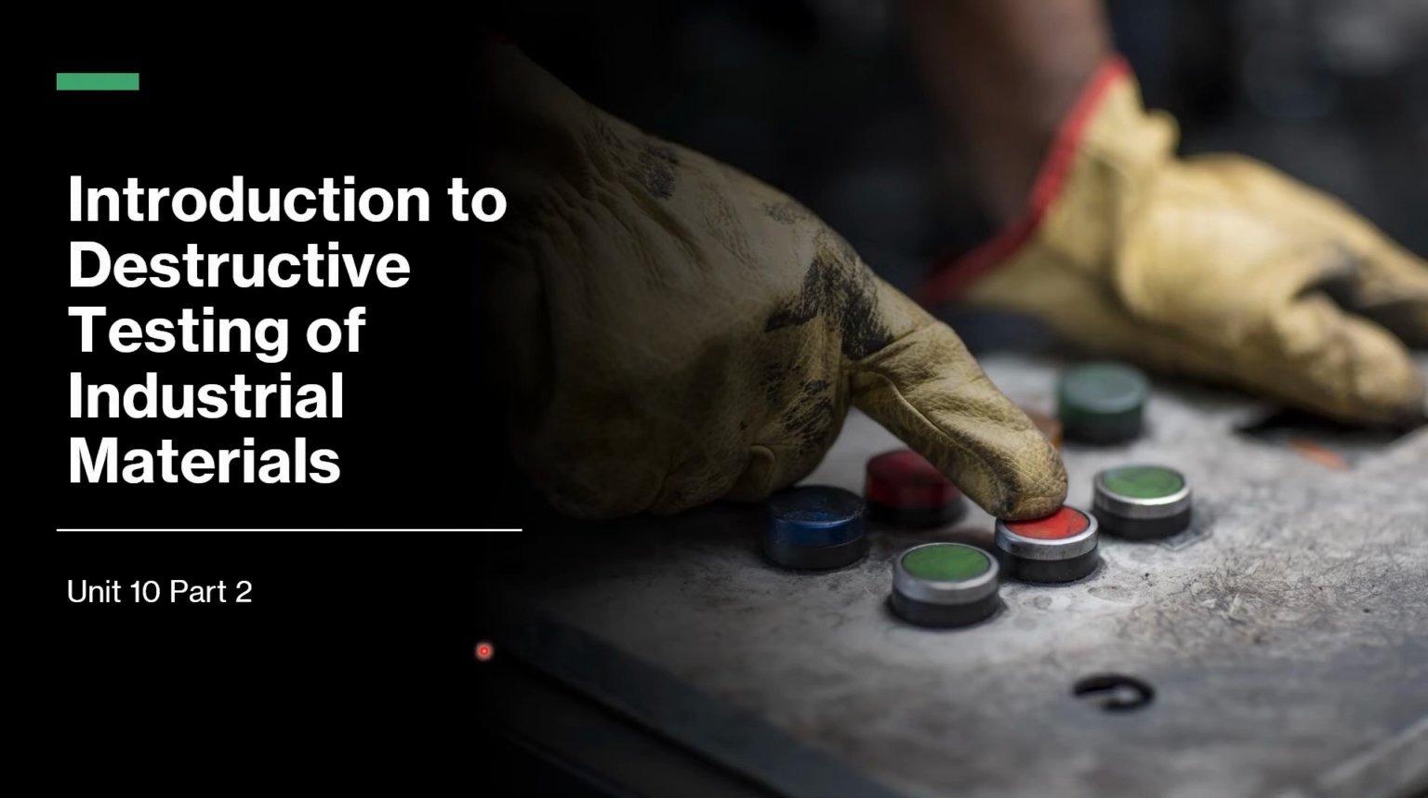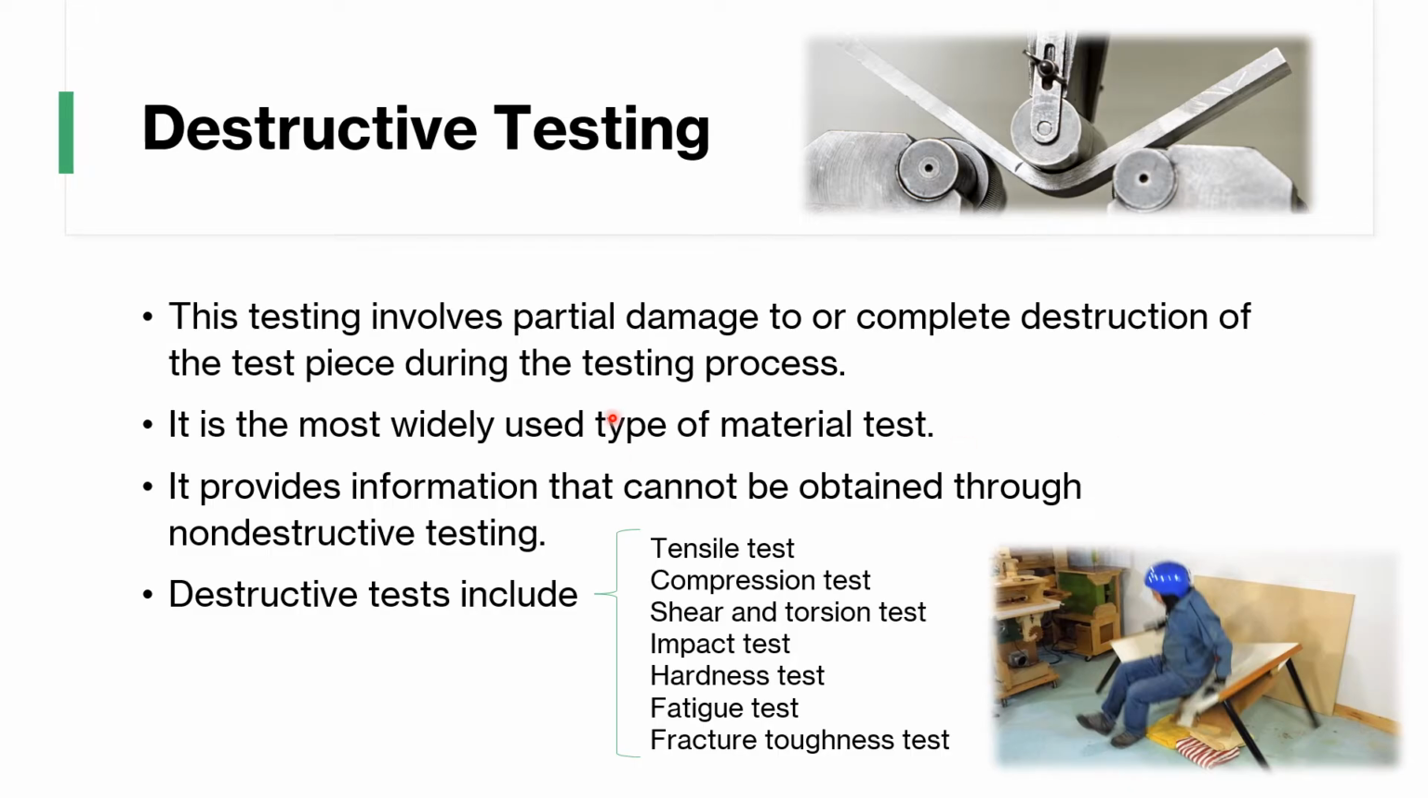And so Unit 10 Part 2 will get into destructive testing. Destructive testing is different from non-destructive testing because the test involves damage, right? Partial damage, or even complete damage or complete destruction of your specimen or test material during the test process.